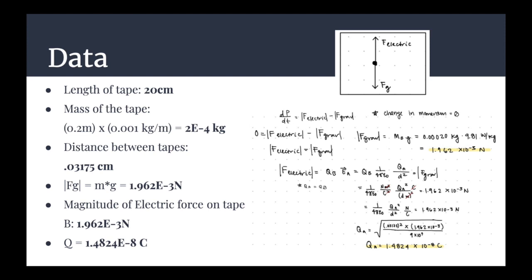Then, using the momentum principle, we know that the change in momentum is equal to 0, which is equal to the magnitude of the net force. The magnitude of the net force on tape B is equal to the electric force from tape A on tape B minus the force of gravity on tape B. Using these relations, we can derive the value of the excess charge to be around 1.4824 times 10 to the negative 8 coulombs.